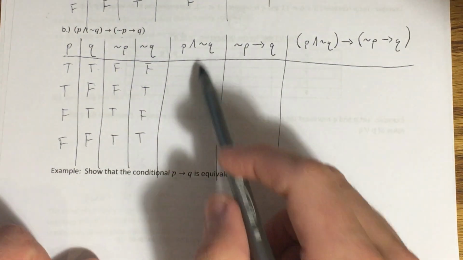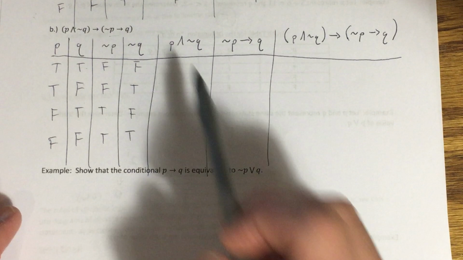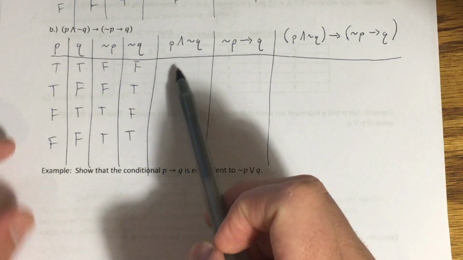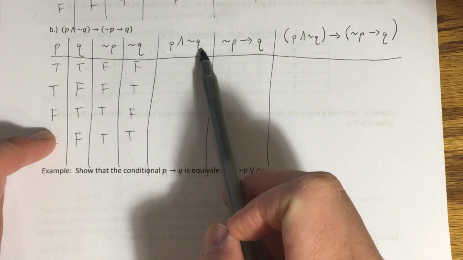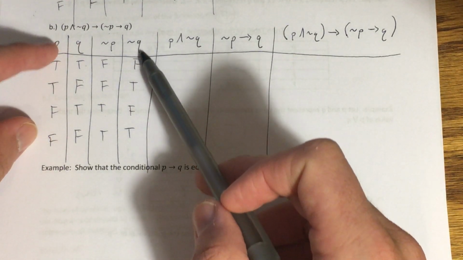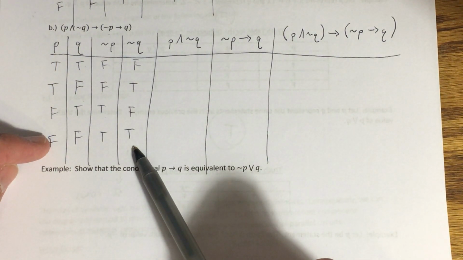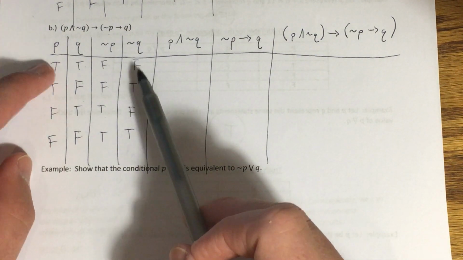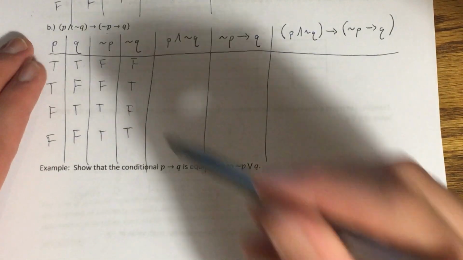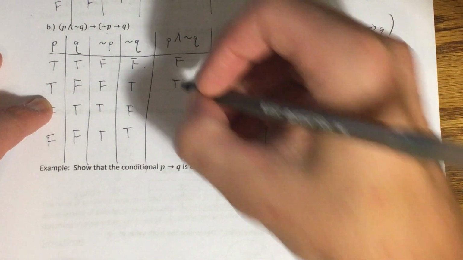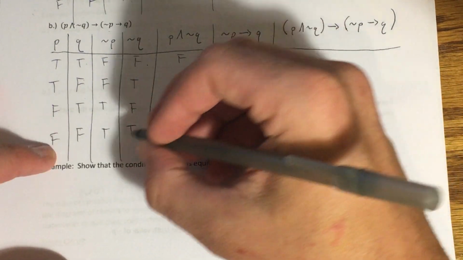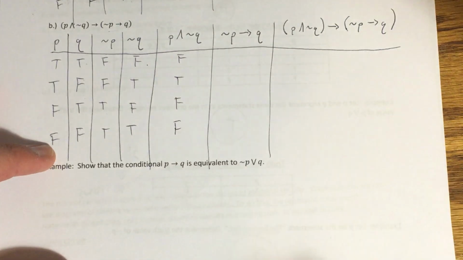Okay. Now in this column here, we have another conjunction. So it's an and statement. P and not Q. P is my first column. Not Q is my 4th column. And so I'm comparing these 2 columns here. And again, as a conjunction, if a false statement shows up anywhere, that's automatically false. So true, false gives me false. True, true gives me true. Okay. False, false gives me false. False, true gives me false.